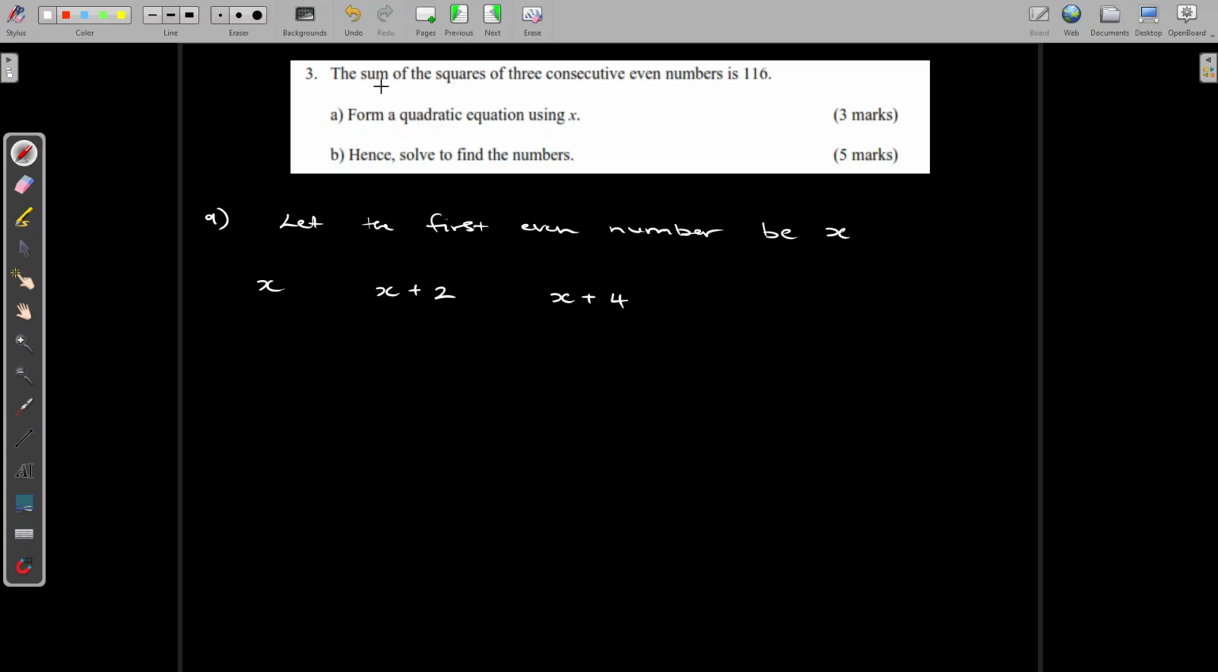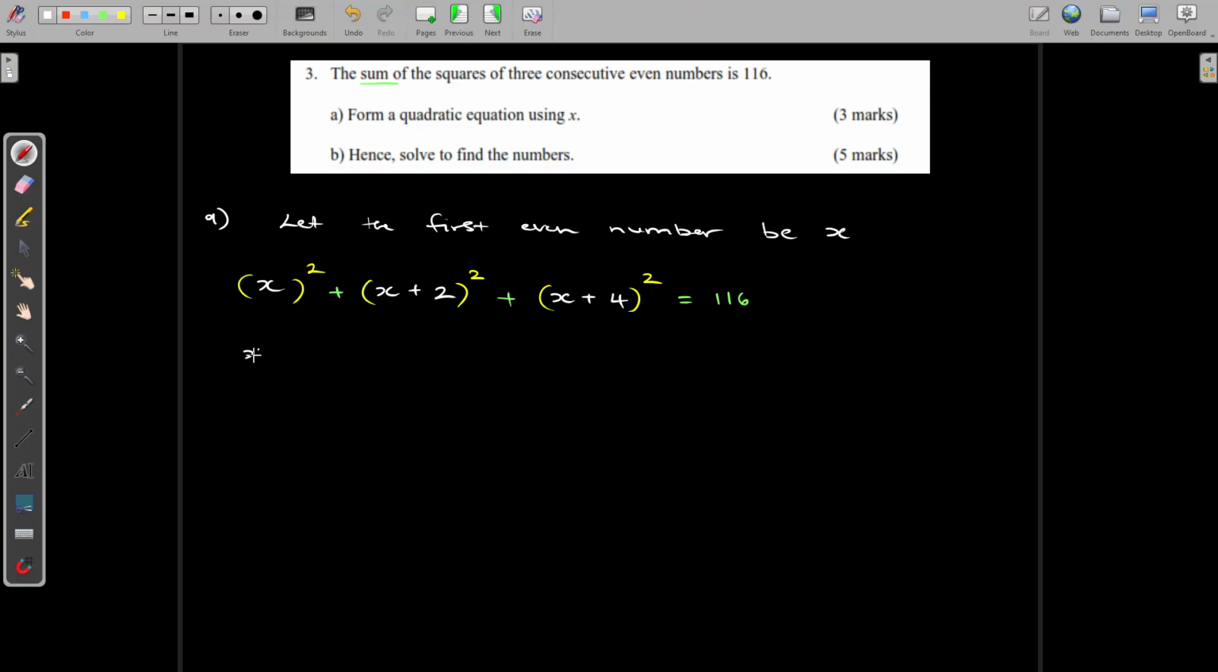Now it says the sum of the squares. Sum of the squares means that we need to actually square each of these even numbers, and sum means we're adding. So we're adding the squares of each of these even numbers, and that result is 116. Now it is expected of us to simplify, so let's go ahead and do that.